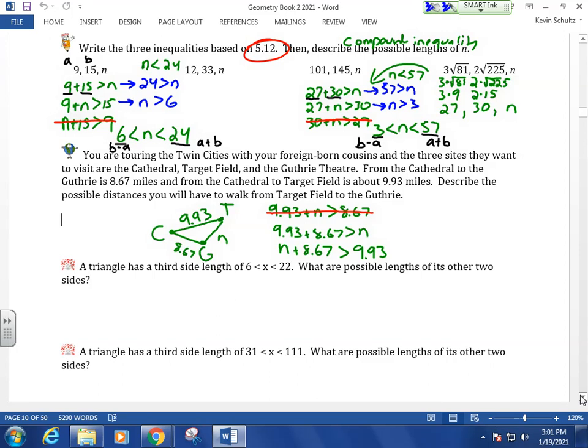Looking at the second one here, okay, if we combine 9.93 with 8.67, we get, what was that, 18.6. 18.6 is greater than n. And if we subtract 8.67 from both sides, what do we get? 1.26, or n is greater than 1.26.